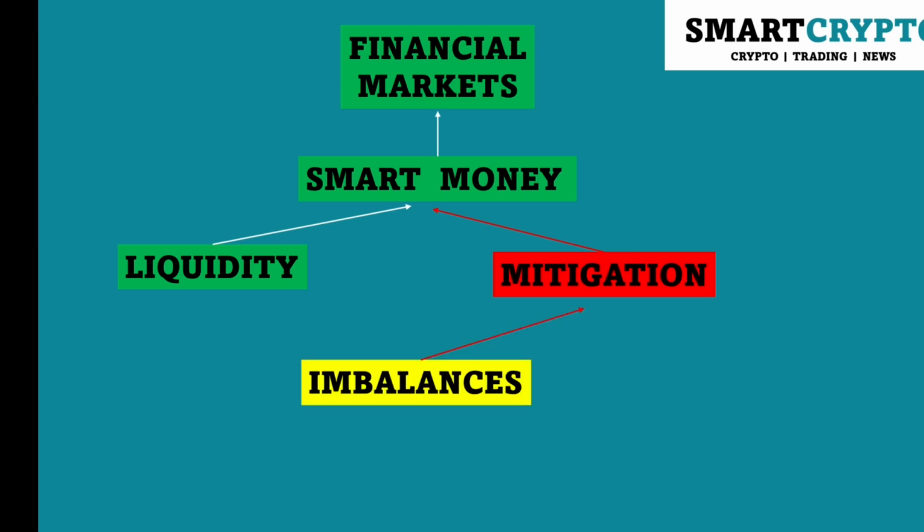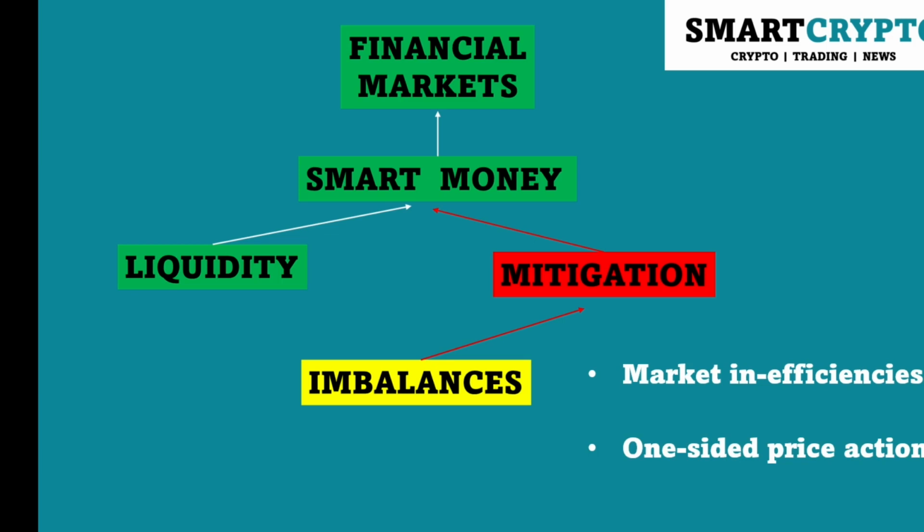The meaning of imbalance is lack of balance, the state of being out of equilibrium or out of proportion. In trading environments, imbalances are also called market inefficiencies or one-sided price action. Imbalances occur when price moves quickly and sharply from one level to another. According to the efficient market theorem, buyers and sellers must be able to enter the market at every price level.